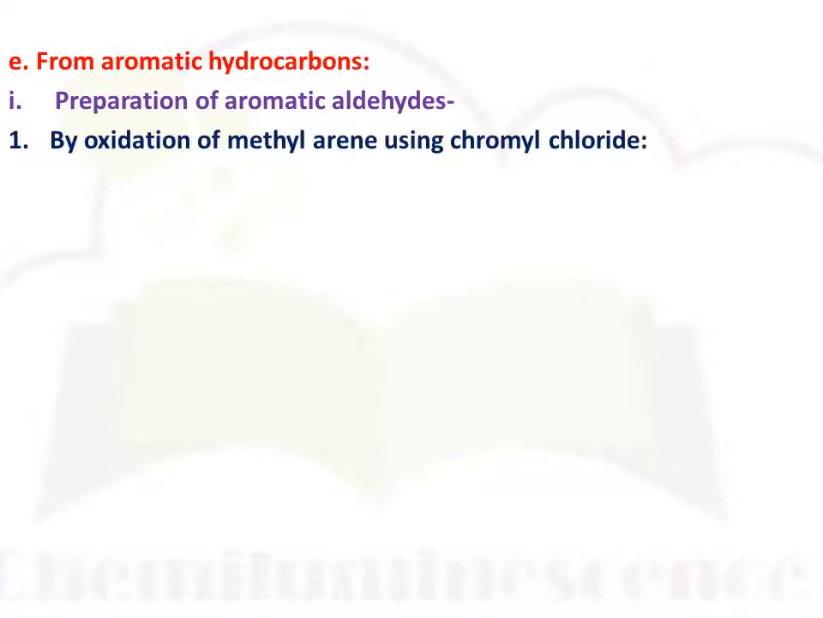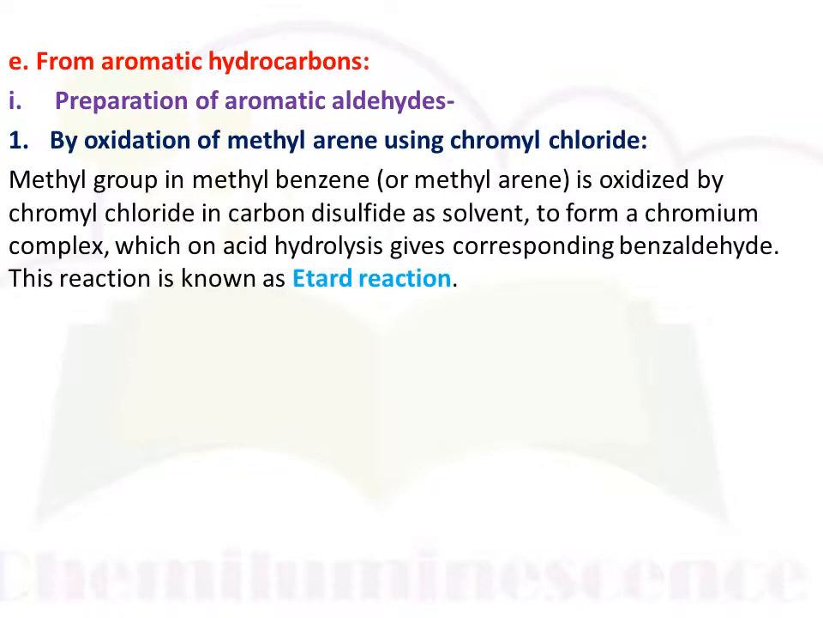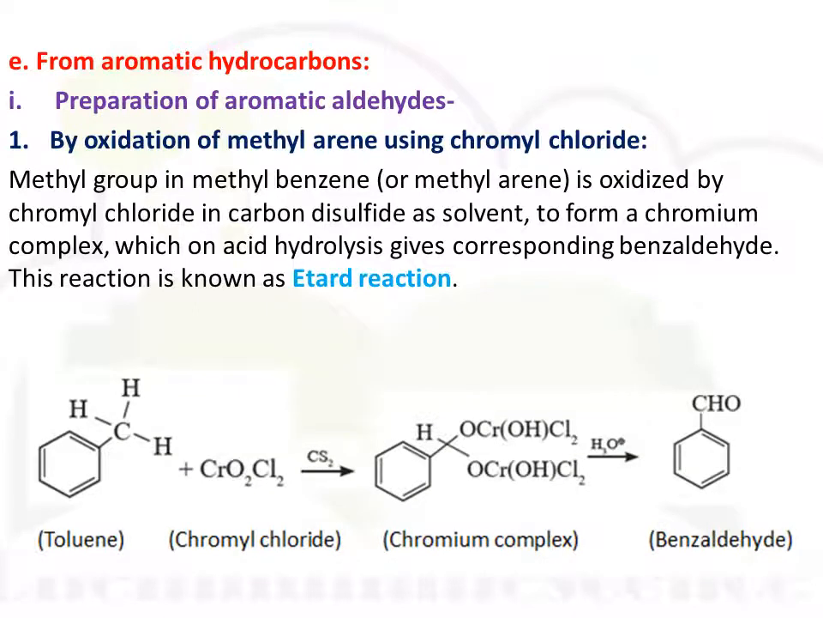Next method of preparation of aldehyde and ketone is from aromatic hydrocarbon. In that, first we will study preparation of aromatic aldehydes by oxidation of methyl arenes using chromyl chloride. In this reaction, methyl benzene or methyl arene on reaction with chromyl chloride in carbon disulfide as a solvent forms a chromium complex, in which the methyl group is oxidized, and this chromium complex on further acid hydrolysis gives the corresponding benzaldehyde. This reaction is known as Etard reaction. Let's see with the help of an equation.